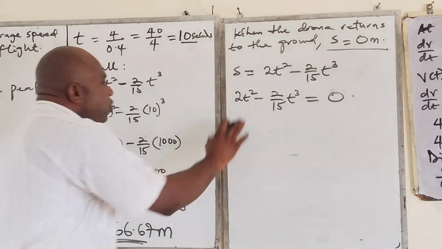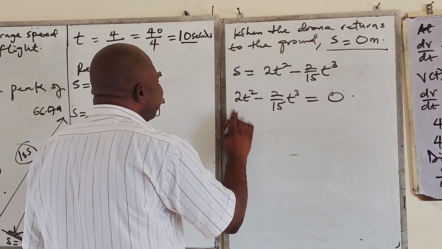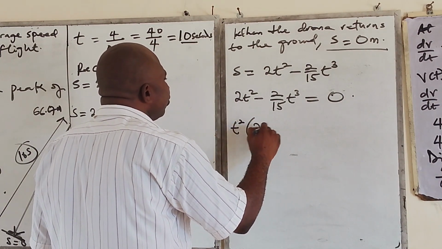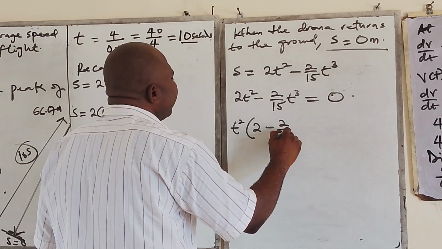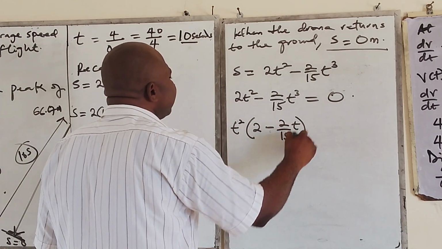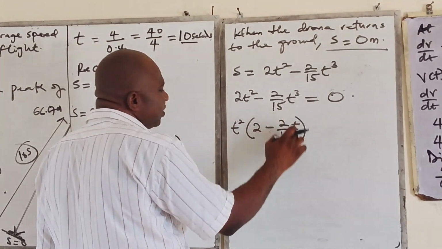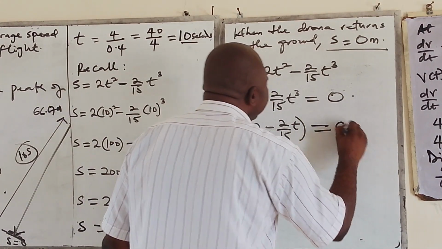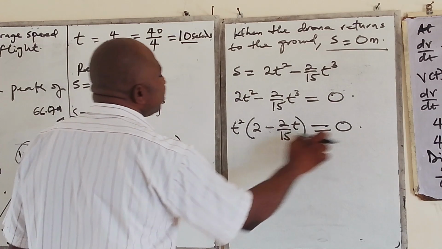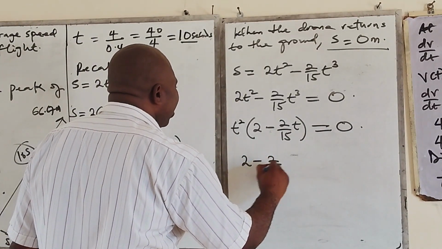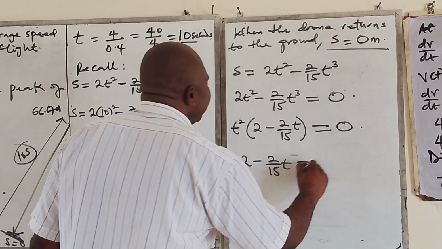Here, t squared is common, so we take t squared out. We are left with 2 minus 2 all over 15, then t, because out of t to the power of 3 we have t squared outside, so we have t left. Now it's equal to 0, so we are taking this because this is equal to 0. So here we have 2 minus 2 all over 15 t is equal to 0.